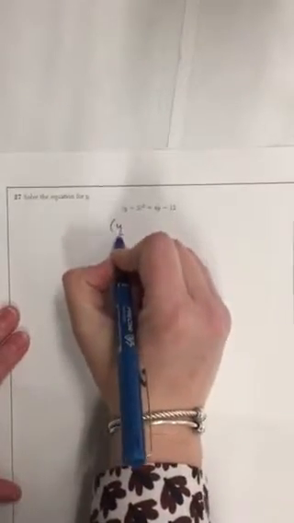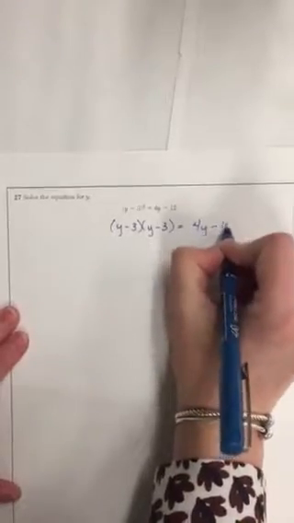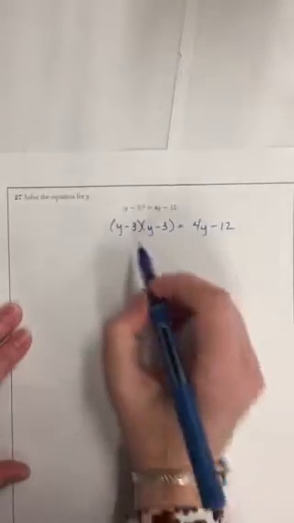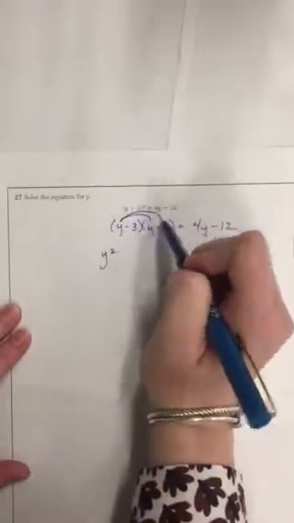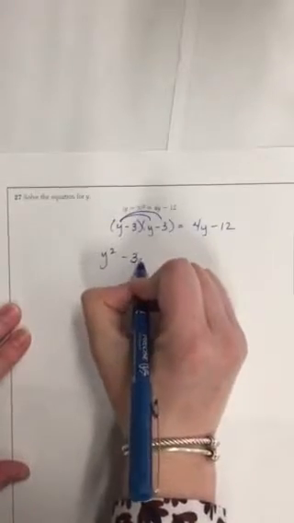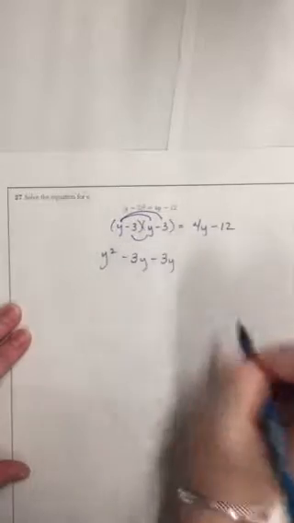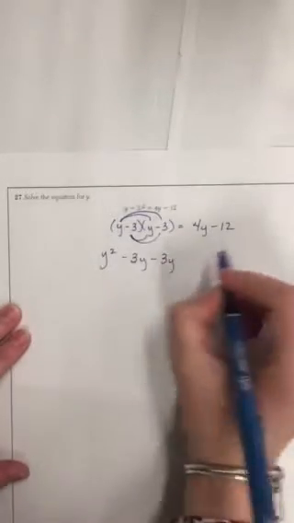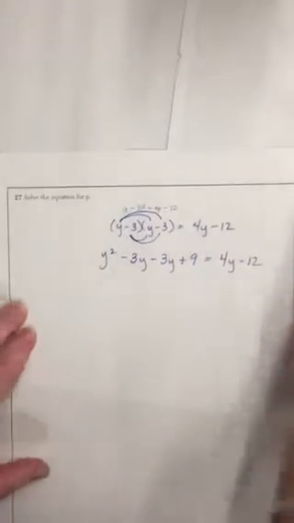Question 27. Solve for y. Okay. I got to solve for y. So I see that I have parentheses squared. So I'm going to write them out twice. Now I'm going to FOIL. Y times y is y squared. Y times -3, -3y. -3 times y, -3y. -3 times -3, +9, equals 4y minus 12.